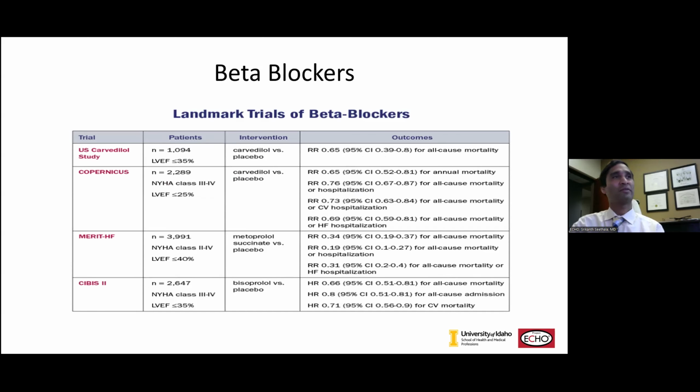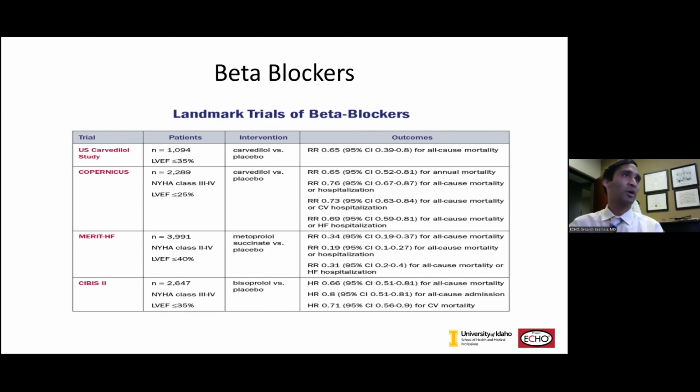Beta blockers. These are one of the great drugs that came into the market. The first trial is the MERIT-HF trial, with low LVEF, less than 40%, and NYHA class 2 to 4 symptoms. And in the COPERNICUS trial, carvedilol was used in class 3 to 4, and CIBIS-II in class 3 to 4. These are very sick people. They tried these drugs and found all-cause mortality around 0.73, and 0.19 is the relative risk reduction for all-cause mortality for metoprolol succinate.